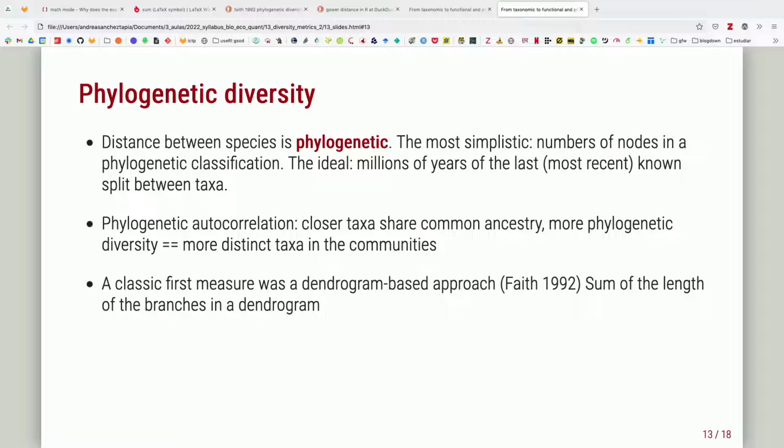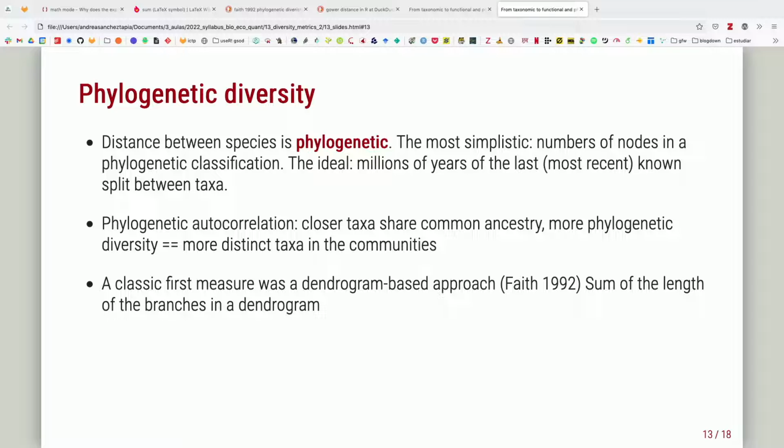And when we talk about phylogenetic diversity, we are talking about the fact that species that share common ancestry, like all species come from a shared common ancestry, and in any community you will have species that are closer phylogenetically to others. So in diversity theory, if you have a community that is composed by very closely related taxa, it's less diverse than when you have a community that has elements that come from different parts of the phylogenetic tree.